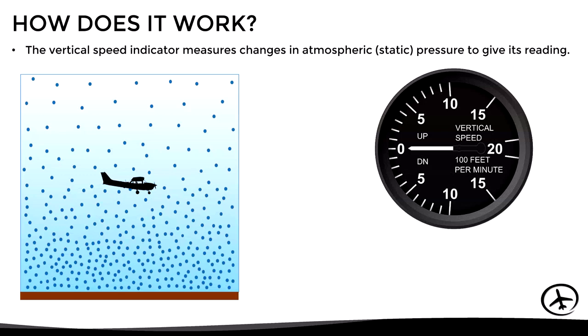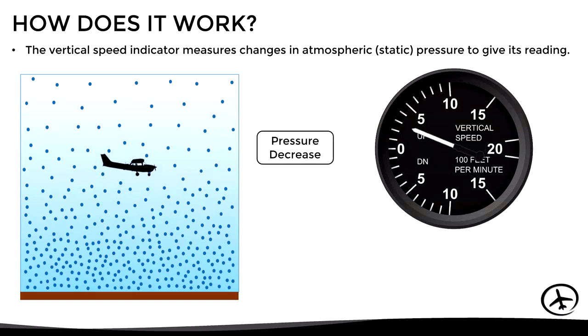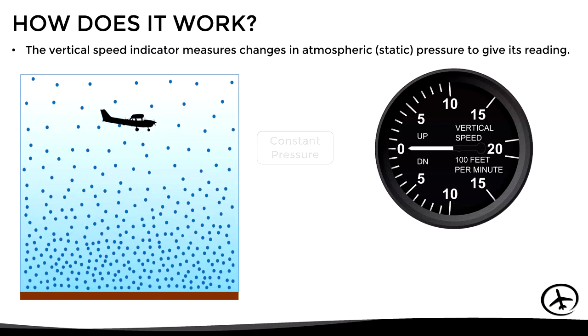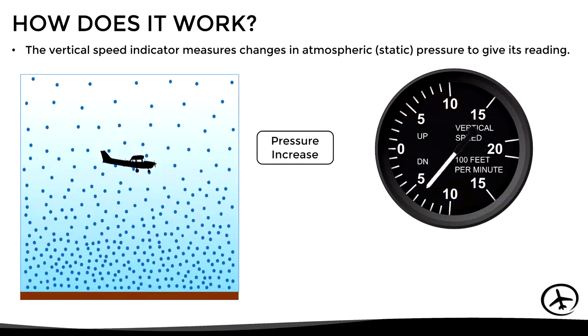On the other hand, if the aircraft starts climbing, the pressure will gradually reduce, and therefore the instrument will interpret it as an altitude increase. Now, once the aircraft stops climbing and maintains level flight again, the pressure will remain constant, and the instrument will return to indicate 0 feet per minute. Conversely, if the aircraft starts descending, the static pressure will gradually increase. So the instrument will interpret this as an altitude decrease, indicating the corresponding descent rate. And once again, when the aircraft levels off, the pressure will remain constant, and the VSI will return to 0 feet per minute.